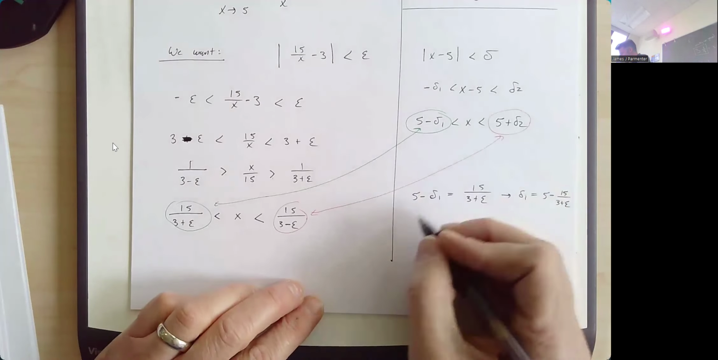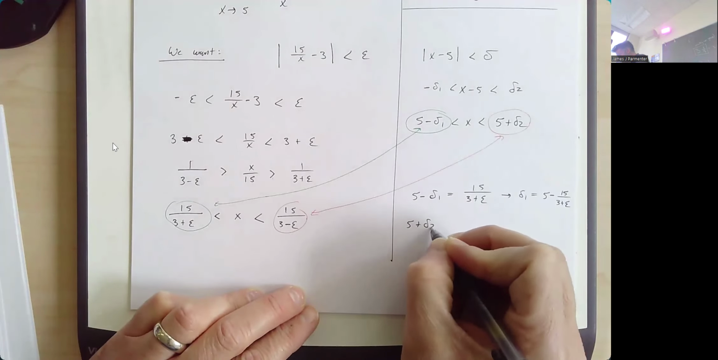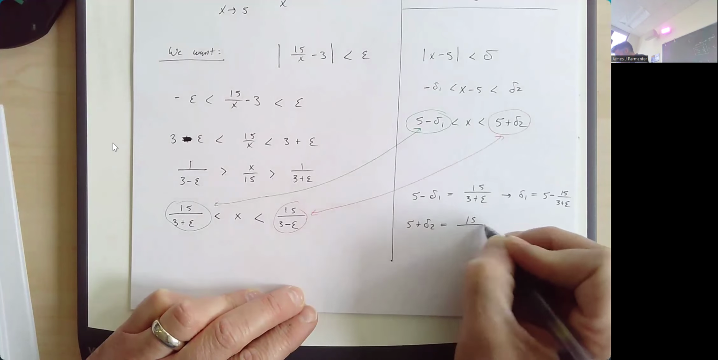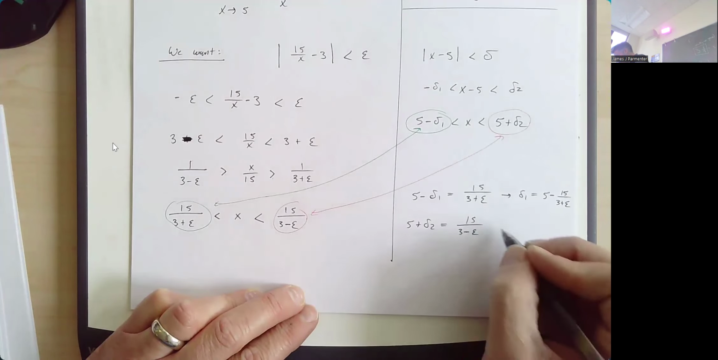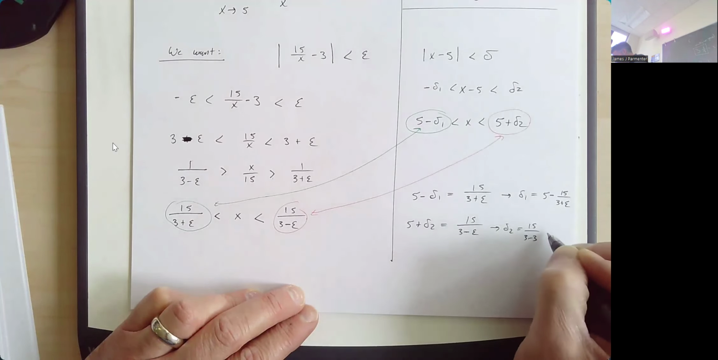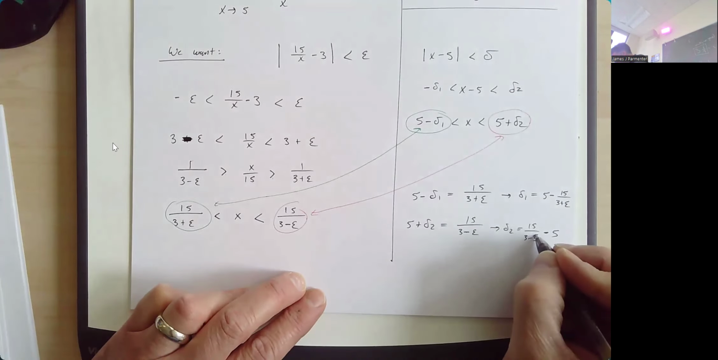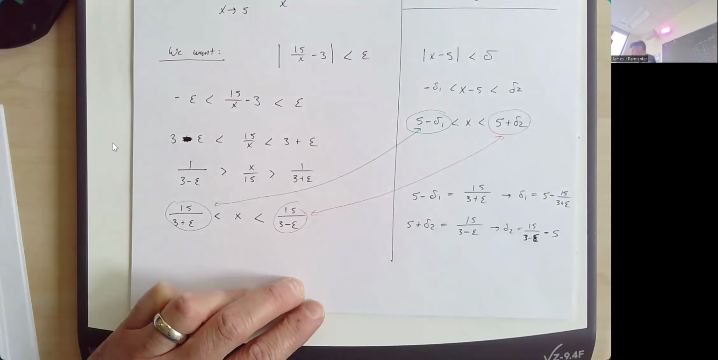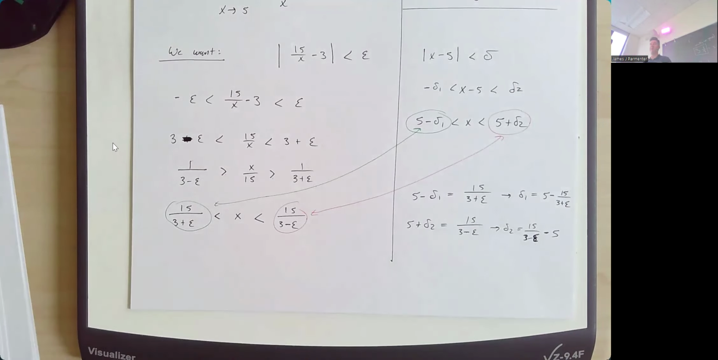Same deal for the other one. Let's say we have 5 plus delta 2 equal to 15 over 3 minus epsilon, or delta 2 equals 15 over 3 minus epsilon minus 5. 3 minus epsilon, not 3. See, I did it. It's terrible. And again, if epsilon is a small number, 3 minus epsilon is a little bit smaller than 3, and 15 divided by a number that's a little bit smaller than 3 is a little bit larger than 5. And then minus 5 is still slightly positive.